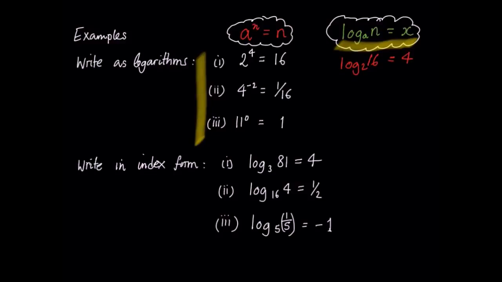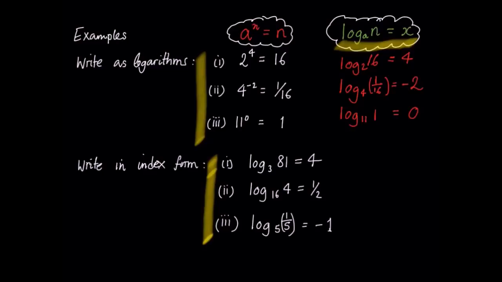In the second example, we'll have log to the base 4 of 1 over 16 is equal to minus 2. Then the last example, we'll have log to the base 11 of 1 is equal to 0.